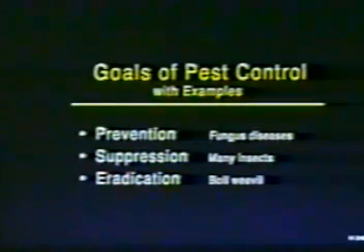These are prevention, keeping a pest from creating a problem. For example, prevention could involve guarding a plant against a fungus disease. Suppression, reducing the pest to an acceptable level. And eradication, destroying all members of a pest species over a wide area. This is being done with a boll weevil, which devastated cotton crops in some southern states.